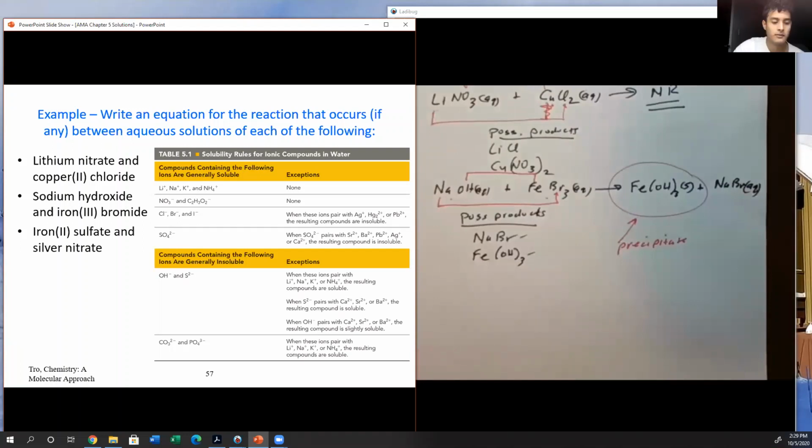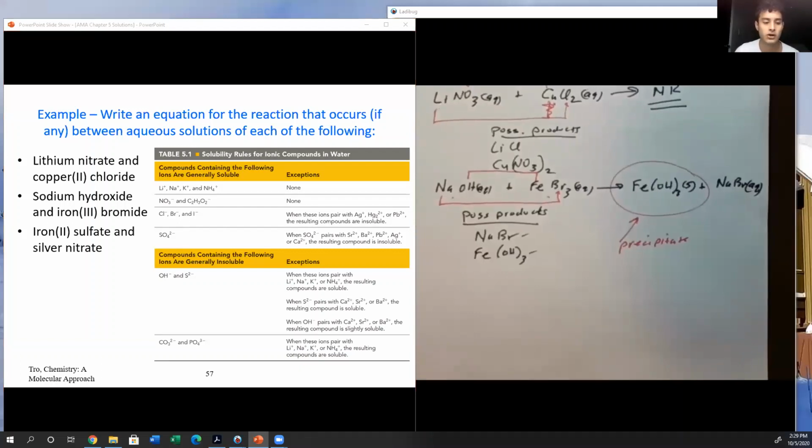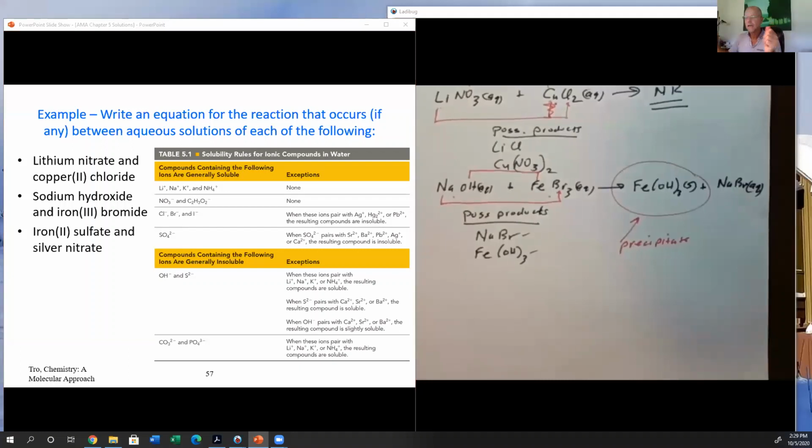Yes. My question is, when having two aqueous solutions and you mix them and both are soluble, why wouldn't it mix with the other anion or cation? If I have two solutions and they form two soluble products, then this would be solid and this would be solid as well. I'd have two precipitates. Okay?